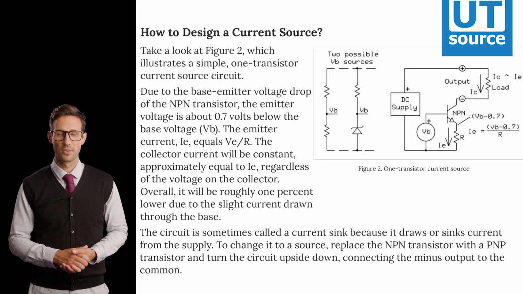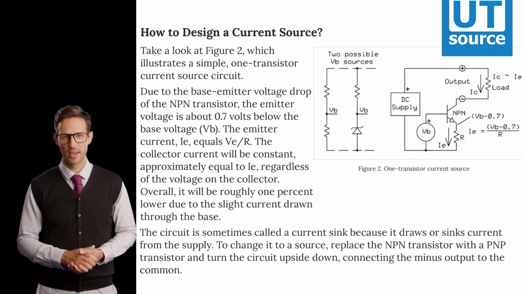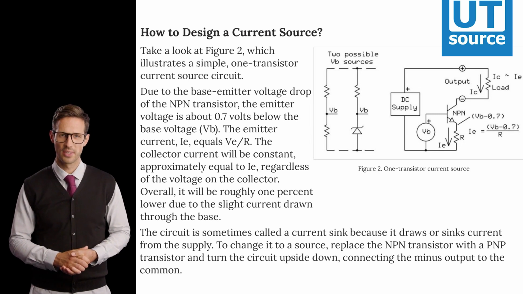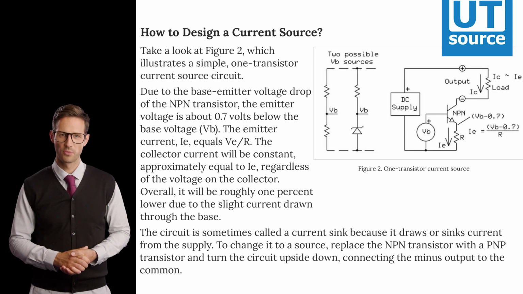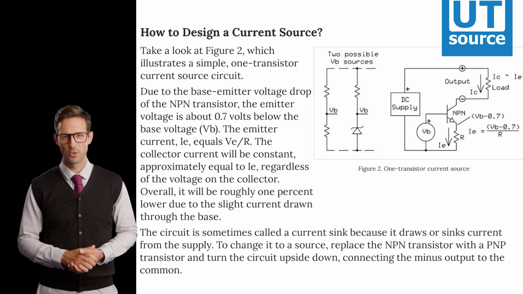How to design a current source? Take a look at Figure 2, which illustrates a simple one-transistor current source circuit. Due to the base emitter voltage drop of the NPN transistor, the emitter voltage is about 0.7 volts below the base voltage, VB. The emitter current, IE, equals VE/R. The collector current will be constant, approximately equal to IE, regardless of the voltage on the collector. Overall, it will be roughly 1% lower due to the slight current drawn through the base.